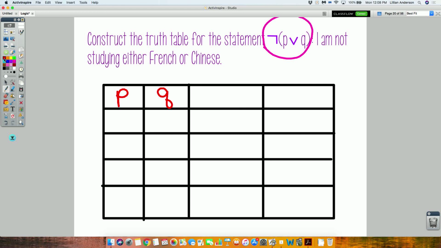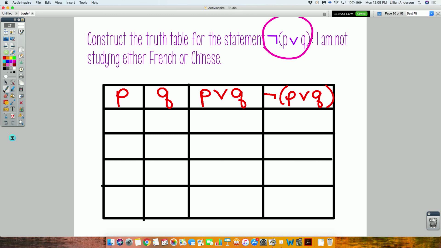Is that an and symbol? Oh, no, it's the not symbol, not. Not studying. That's an inclusive or. Yeah, it's the inclusive one, that's correct. You're gonna need P or Q, and then you'll need the negation of it. Like you gotta build it piece by piece.